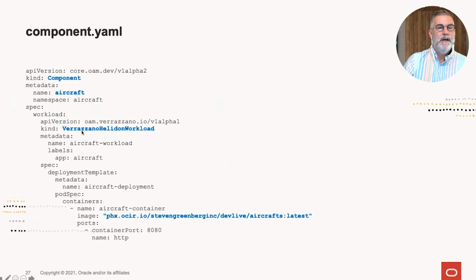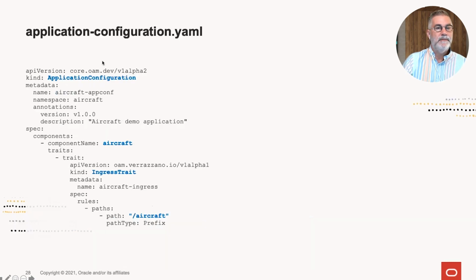So this component YAML file, again, pretty simple. We see the type is a component, it has to have a name. In this case, we're talking about a Helidon workload. And again, we've extended OAM, Open Application Model, to support this. And then we're pointing at an image that was uploaded to a registry. And then we actually know that this needs to be exposed at port 8080.